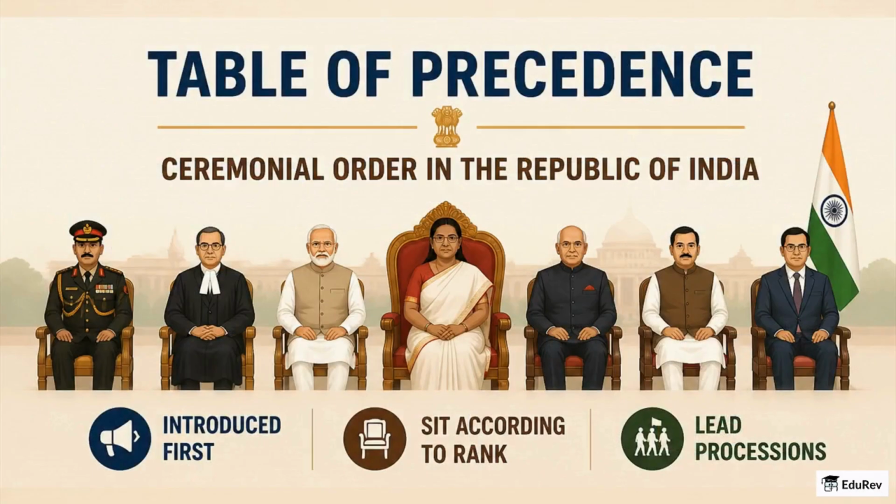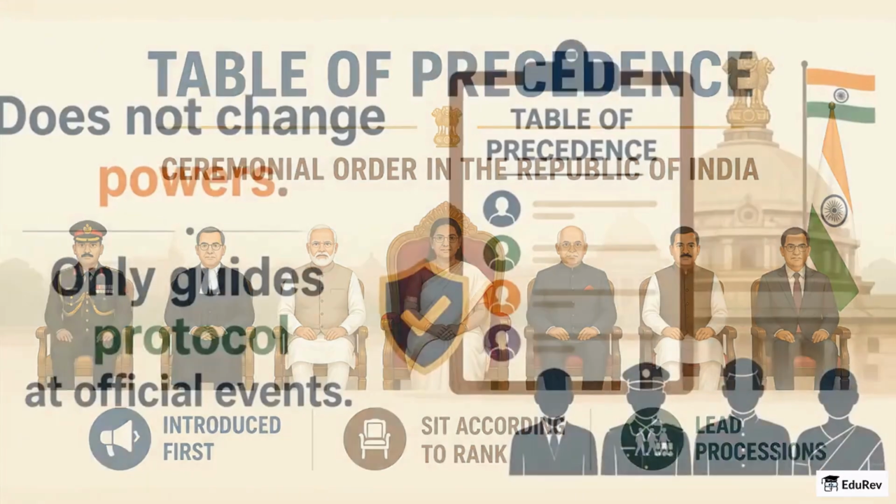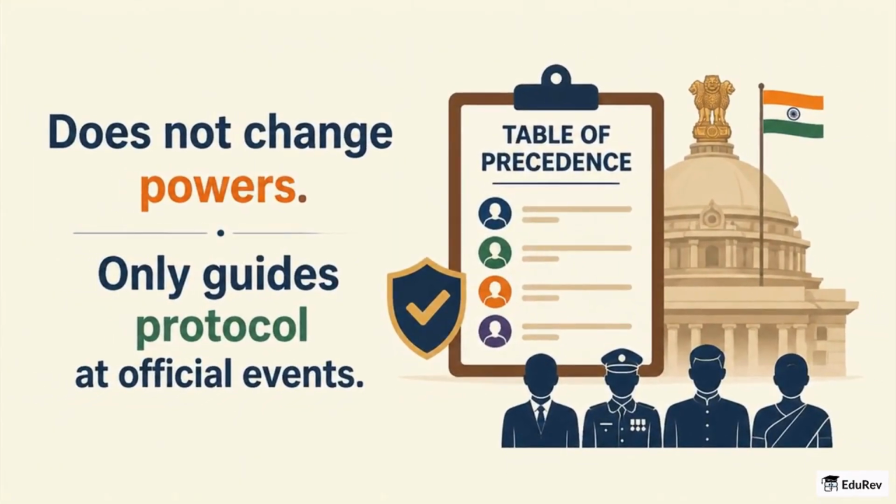Think of the table of precedence as a ceremonial seating chart for the Republic of India, used to decide who is introduced first, who sits where, and who leads processions. It does not change constitutional powers. It simply orders office holders for protocol at official events.